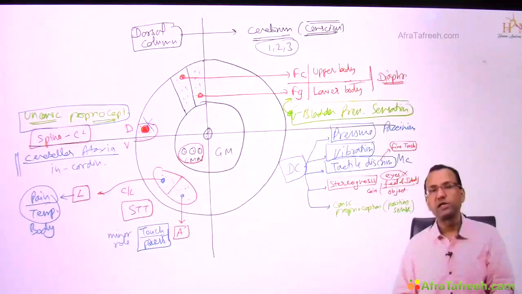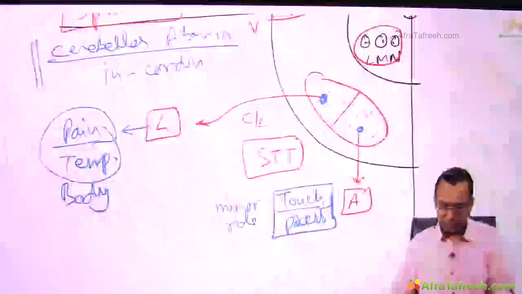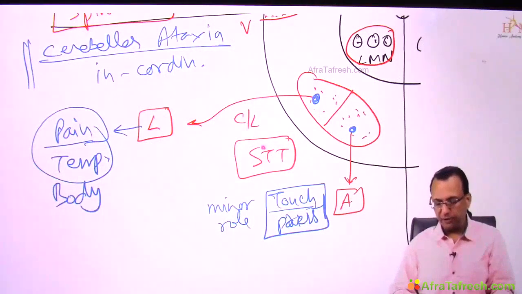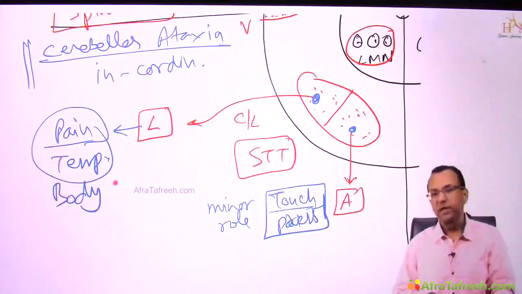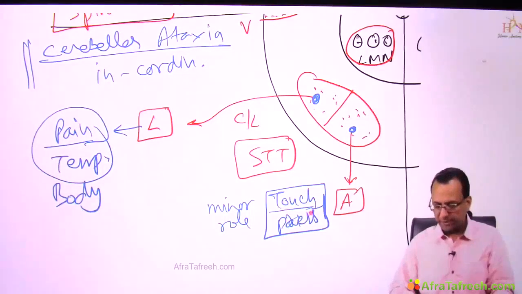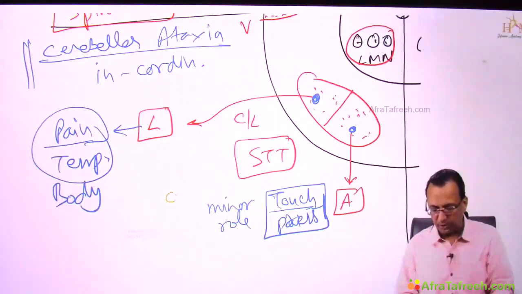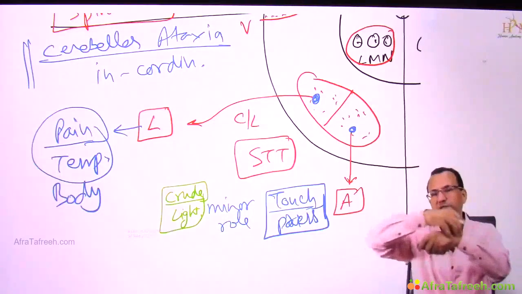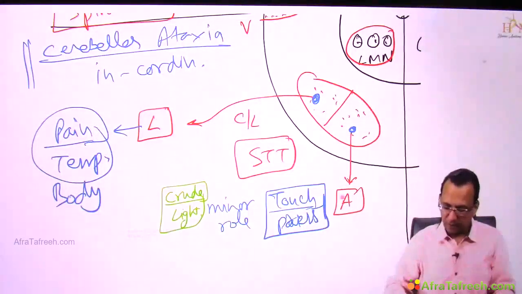Minor role. So you're talking about the spinothalamic tract here. Yes, there is a contralateral running spinothalamic tract, the lateral spinothalamic tract, which is carrying pain and temperature of the body. And then there's the anterior spinothalamic tract, which is carrying touch and pressure, which is already carried by the dorsal column, but it has some minor role. What is this minor role? Actually, you are talking about crude sensation and light sensation. Crude touch, light touch, like take cotton and touch. That is light touch sensation; crude touch sensation is carried by the anterior spinothalamic tract.